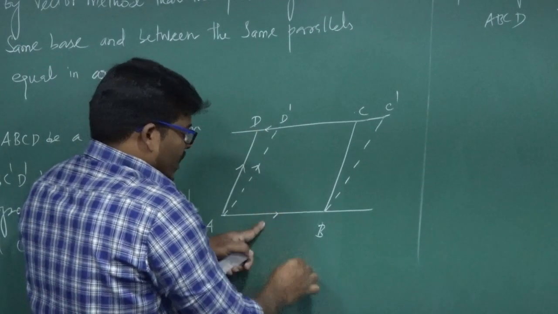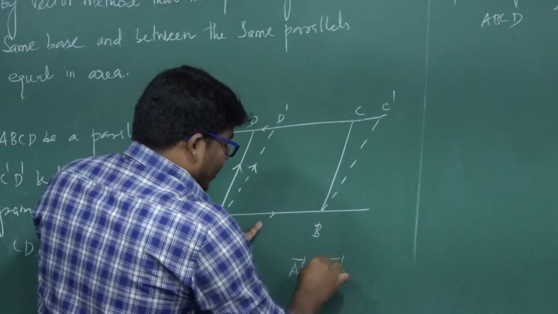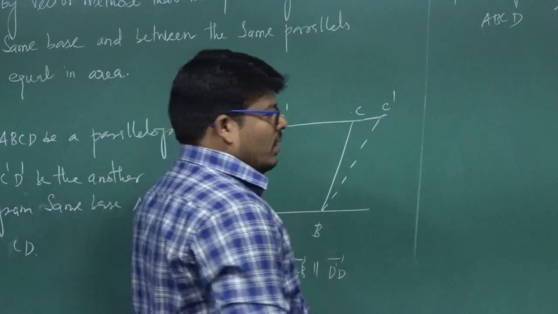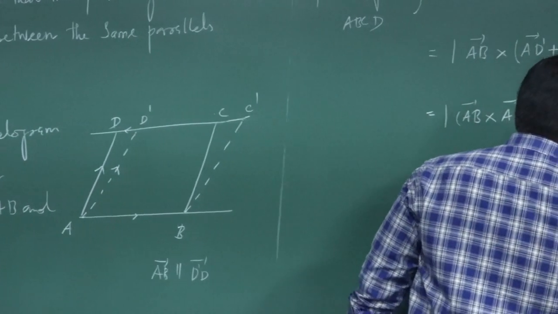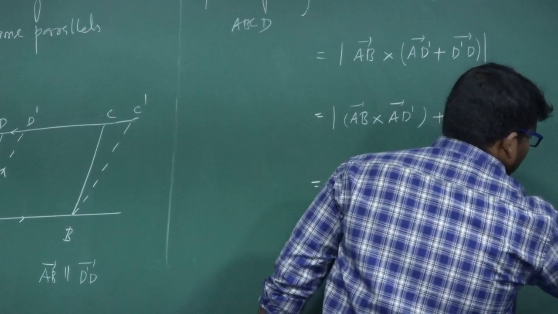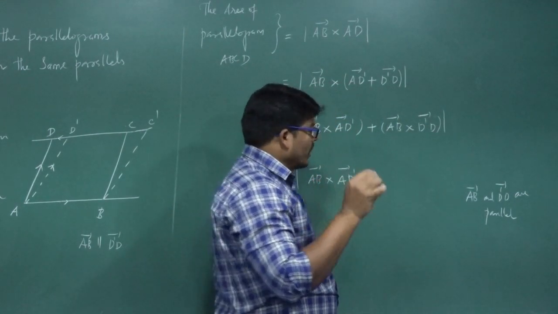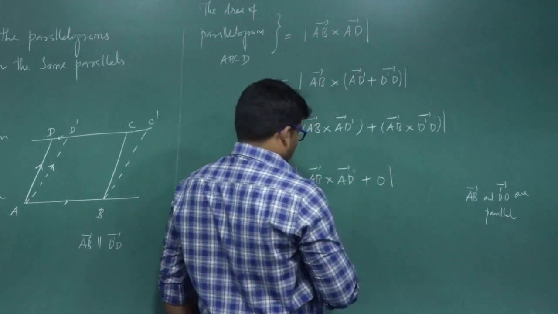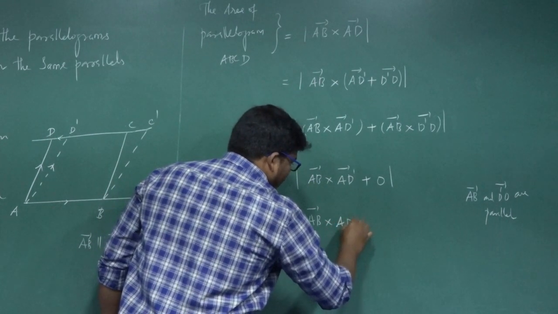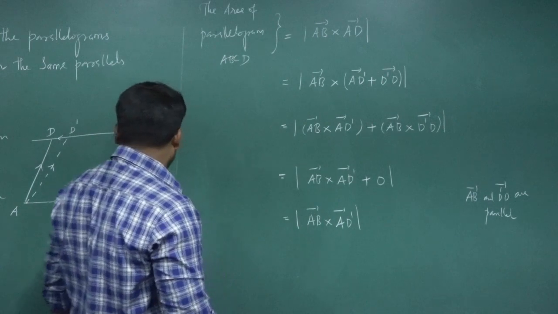Two vectors are parallel, so their vector product value is 0. That is, AB vector and D'D vector are parallel, so AB cross D'D is 0. The result is the modulus of AB vector cross AD' vector. That is the answer.